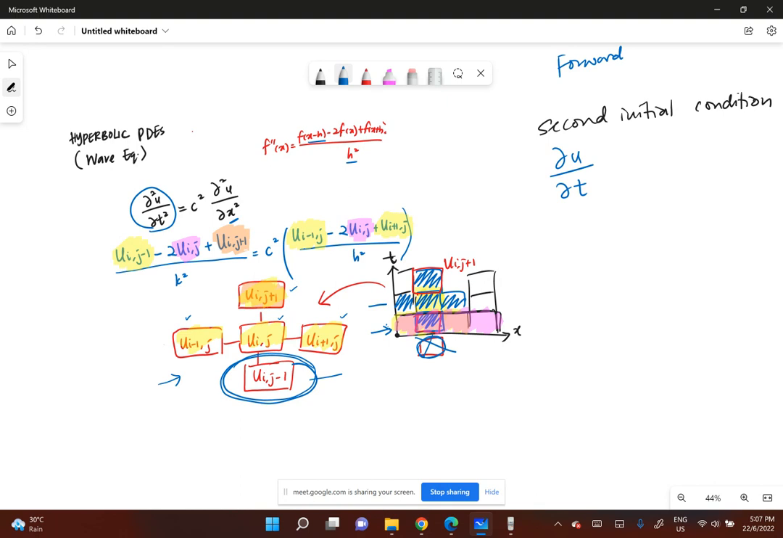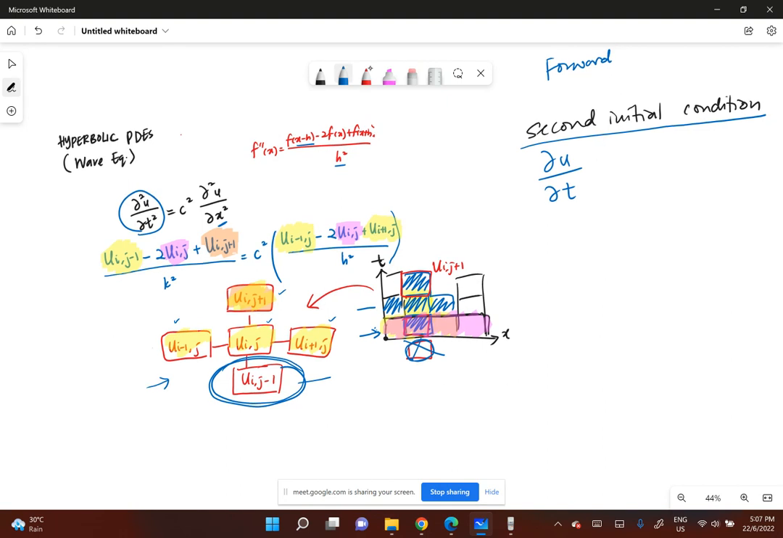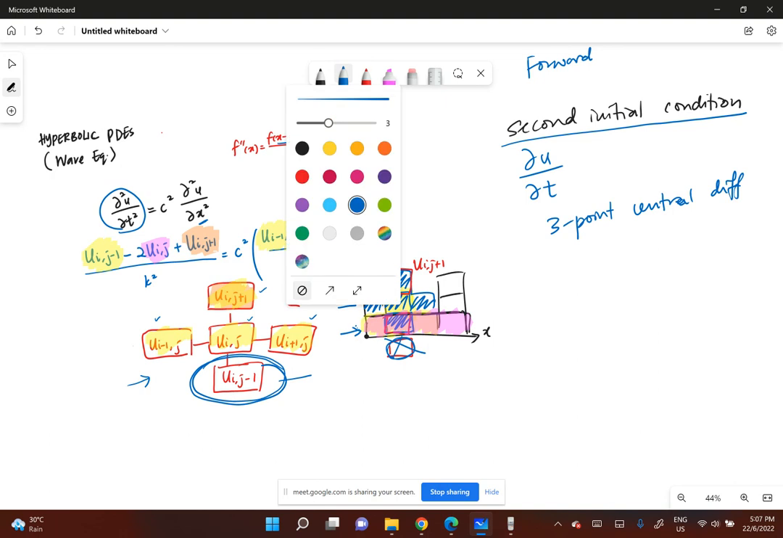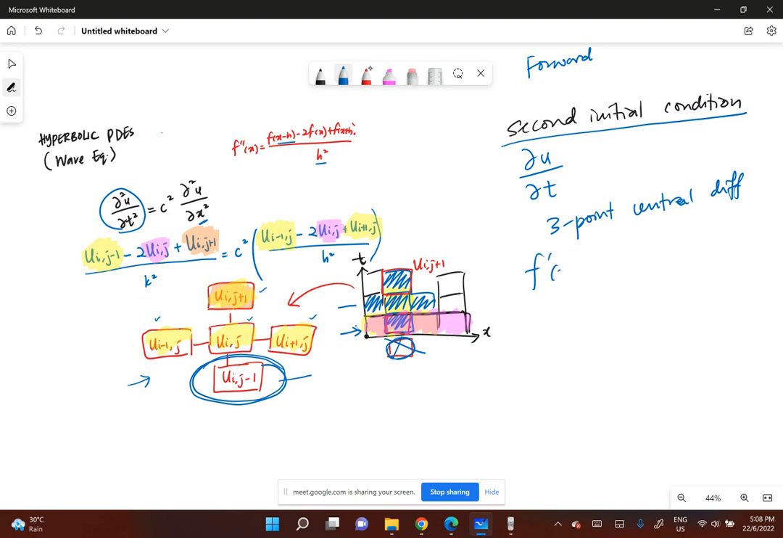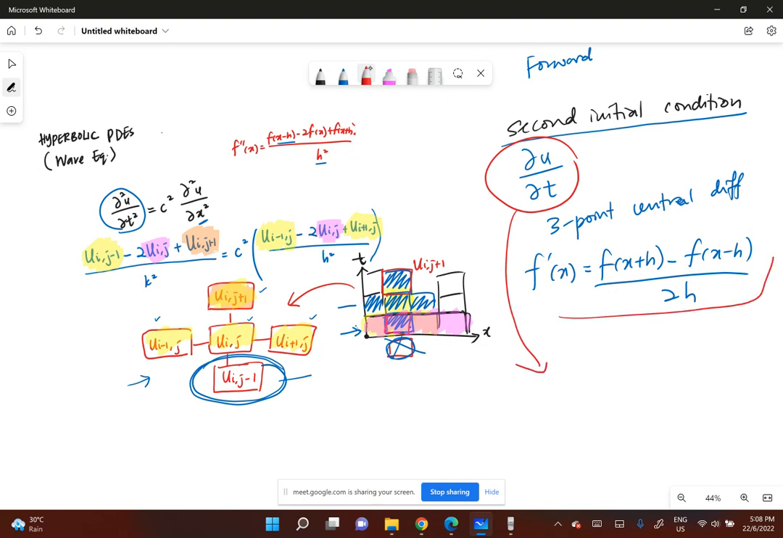For del u del t, for the second initial condition here, we have to use the 3-point central difference formula. If you have the book, you can find it on page 122 in chapter 5 that you learned before. The formula is f prime x equals f(x plus h) minus f(x minus h) divided by 2h. So when I want to change to the finite difference form, refer to this formula.